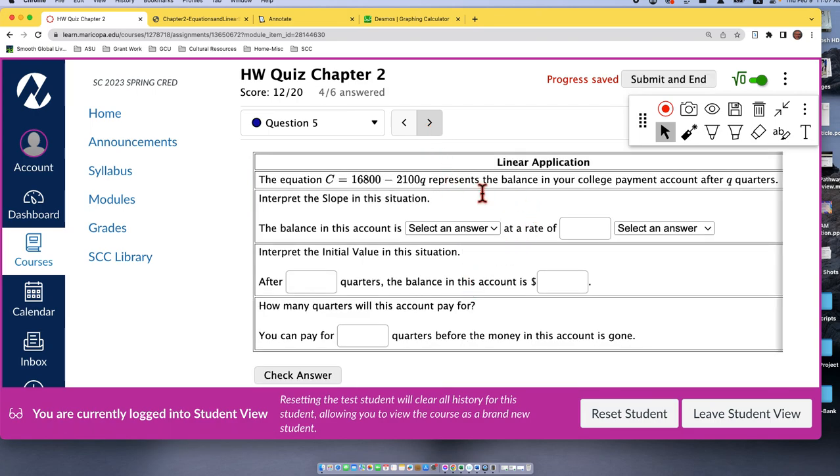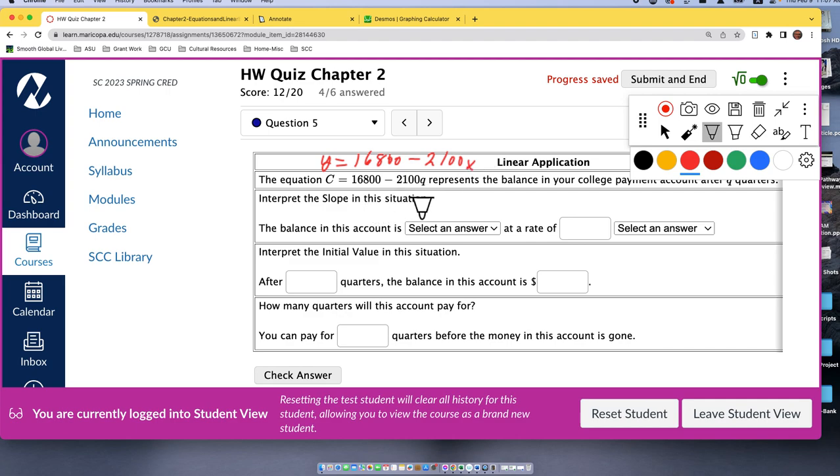Oh, so this one, we've got an equation. It's a balance in your college payment account. So now, okay, this is a linear equation, though, right? Really, y equals mx plus b. They're using c and q instead of x. If you want, you can always rewrite this as really just y equals 16,800 minus 2,100x, just if that helps. Sometimes, because you get all these other letters.